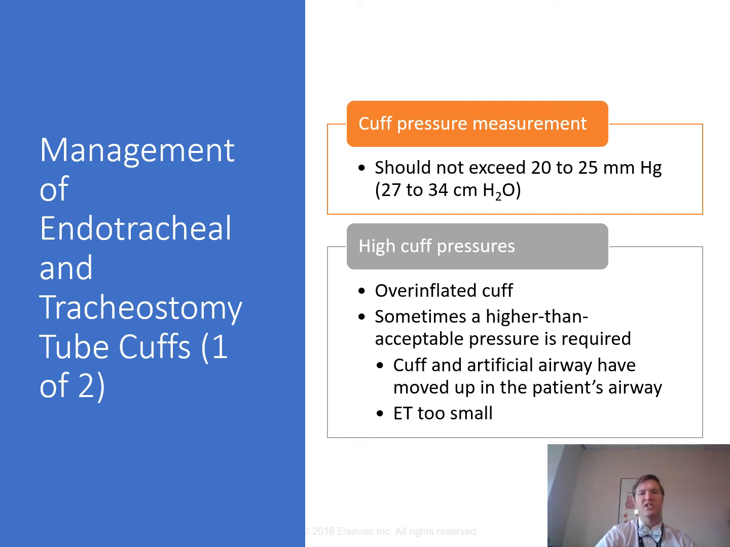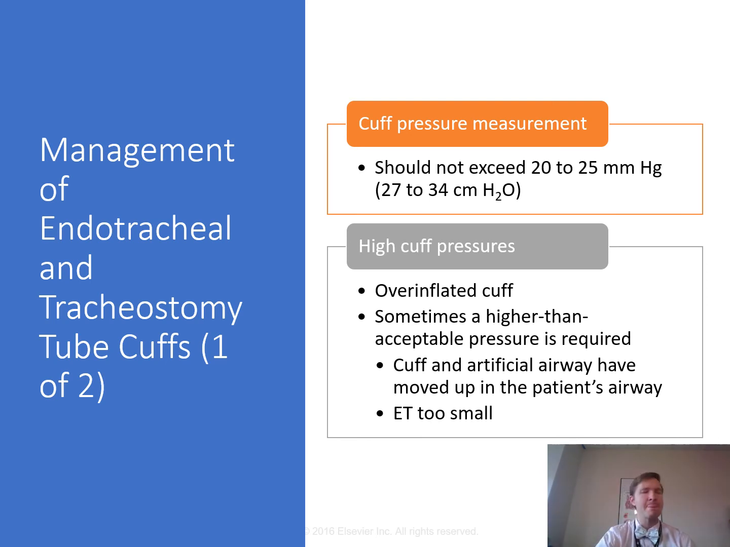So during your initial assessment of the vented patient, you should evaluate endotracheal tube and tracheostomy tube position. This is going to be important, especially to look at cuff integrity and pressures. When we're looking at this, it's appropriate to make sure that cuff leaks and pressures are adequate for your patient, not to cause harm, right? So cuff pressure measurement should not exceed 20 to 25 millimeters of mercury or 27 to 34 centimeters of water.